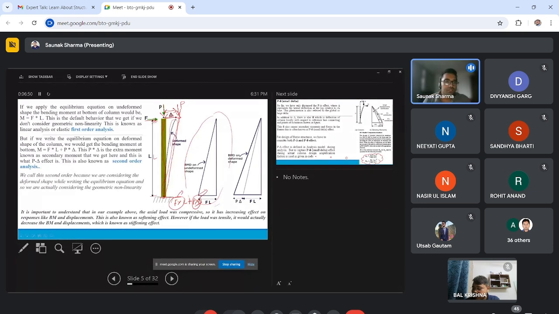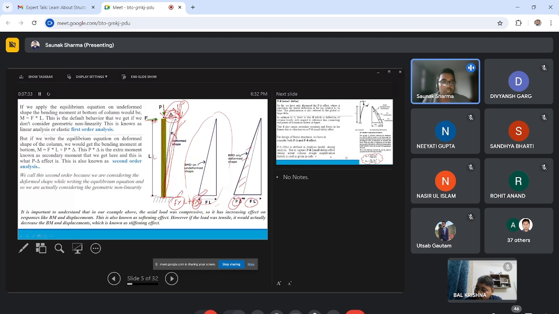So this P delta is the extra moment we get as a result of this deformed shape. Without deformation, we will not get this effect. After this column deflects and deforms, the point of load action also shifts, this amount of displacement occurs, and then we get an extra moment. This is P delta here. This is known as second order analysis, and the result we get without deformation of the structure is first order analysis.